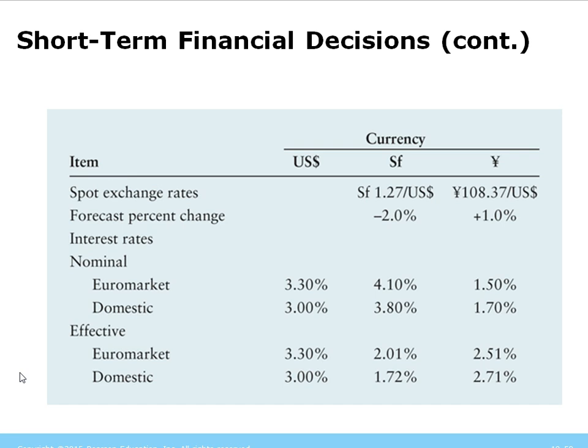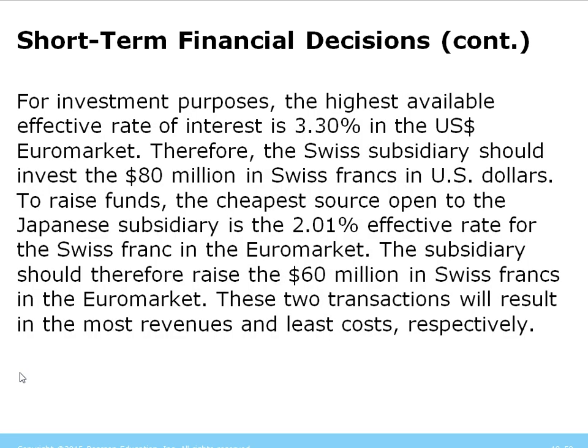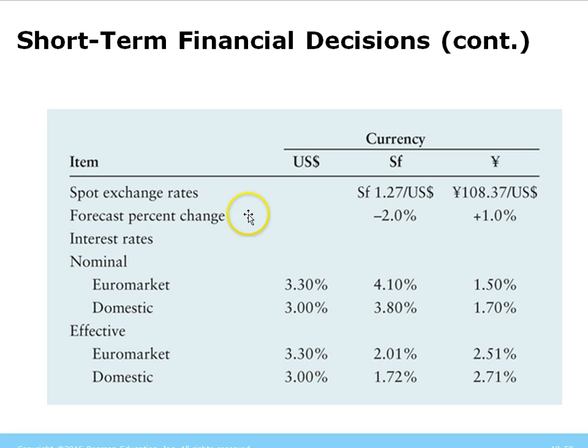So what we would look at are the spot rates for the Swiss franc and Japanese yen, and the forecasted change, and then we could calculate the nominal euro market and domestic interest rates, and then we can calculate the effective rates for each of those. Well, they're stated, they're not calculated. So for investment purposes, the highest available effective rate of interest would be 3.3% in the US dollar euro market. So we see that right here, US dollar euro market.